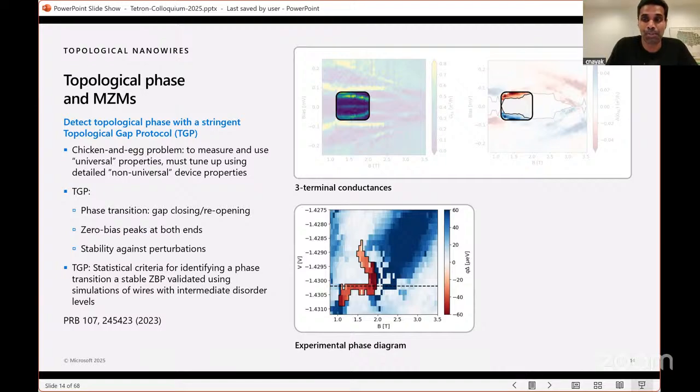So you can have zero bias peaks. But for these values of disorder and materials parameters, the probability of something like this, which we determine through simulations, where we simulate many, many disorder realizations, is very small. So the false discovery rate is really like 5% at most. So when we see something that passes this protocol and has that level of stability, it's very unlikely to be kind of accidental.